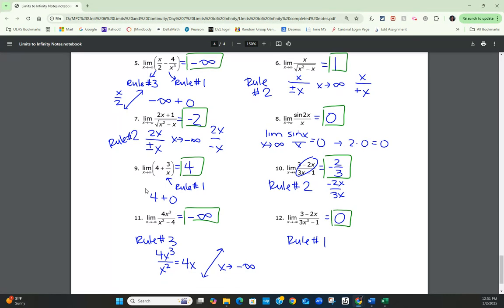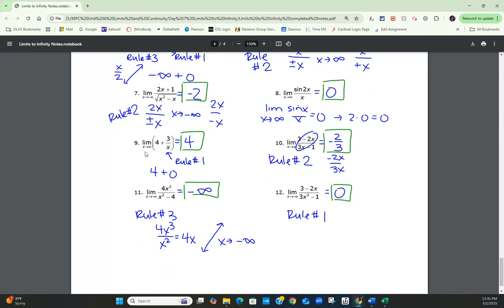For number 9, again, if you want to find a common denominator and add, there'll only be one rule. But just like before, when we had a limit as x approaching some constant, the limit as x approaches either infinity or negative infinity of a constant is still that constant. So there's no rule there. That just equals 4. This is a rule 1. The degree is 0 over degree of 1. So that equals 0, and 4 plus 0 is 4.